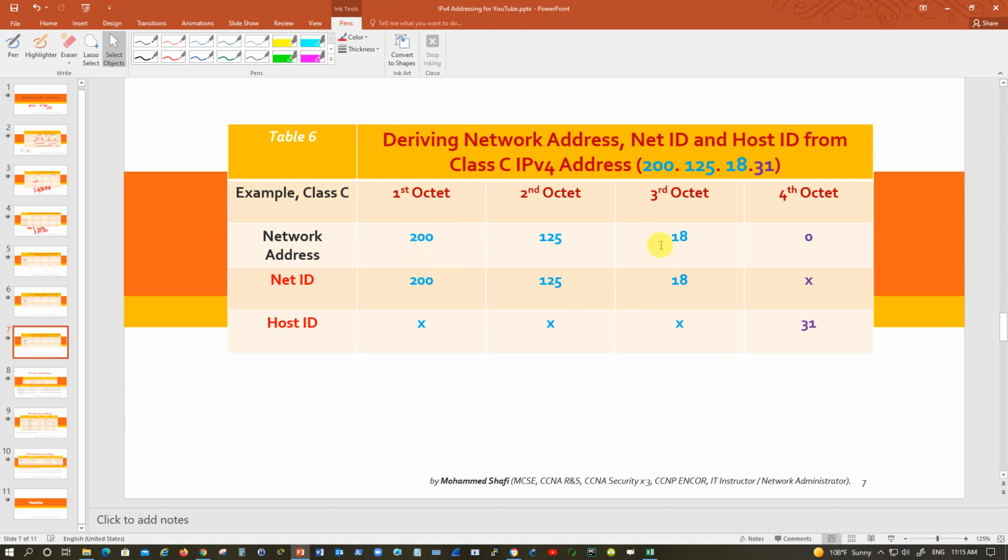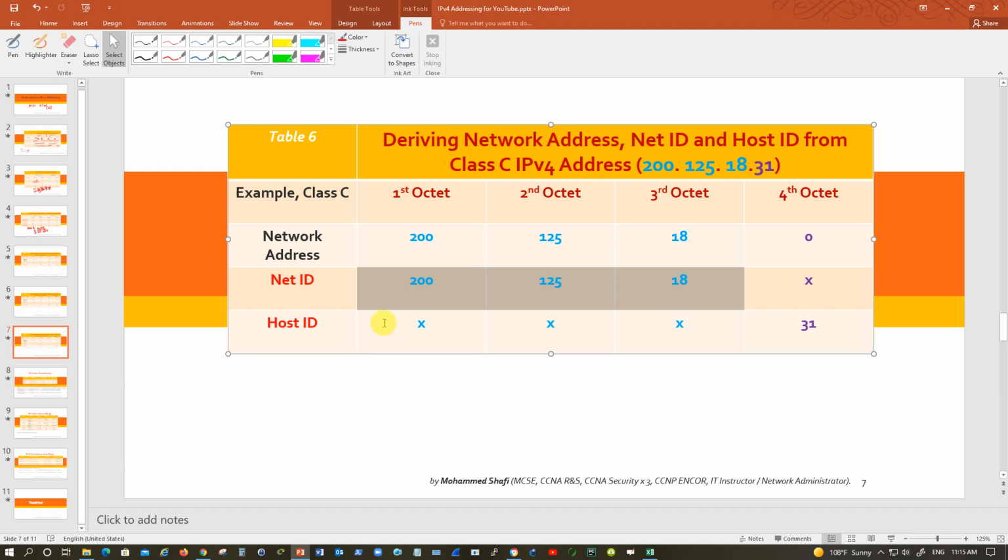Class C has three octets for the net ID, so you can note that I have taken only one octet as 0, and the net ID is represented by just 200.125.18. The host ID is just 31. This means this is host number 31 on this network, and wherever you find the net IDs, they are going to remain common on every computer. If you make a minor change, that machine will be on another network.